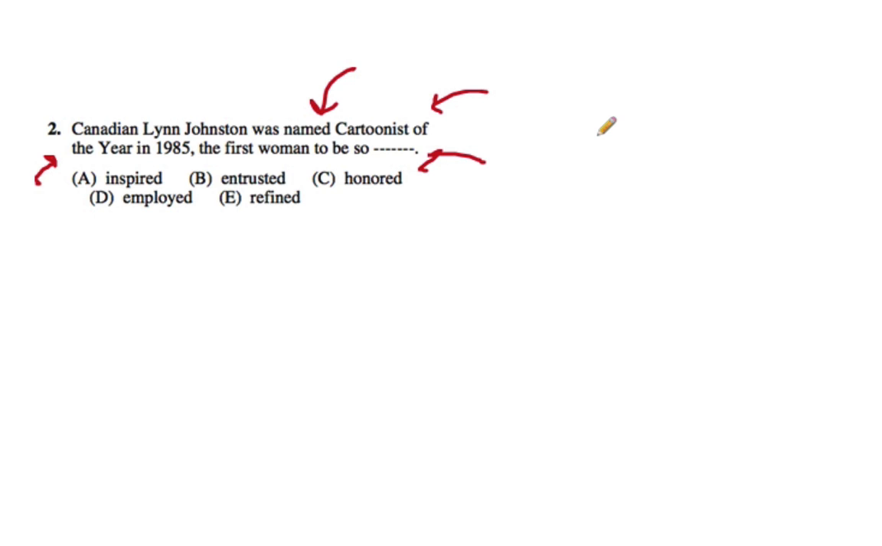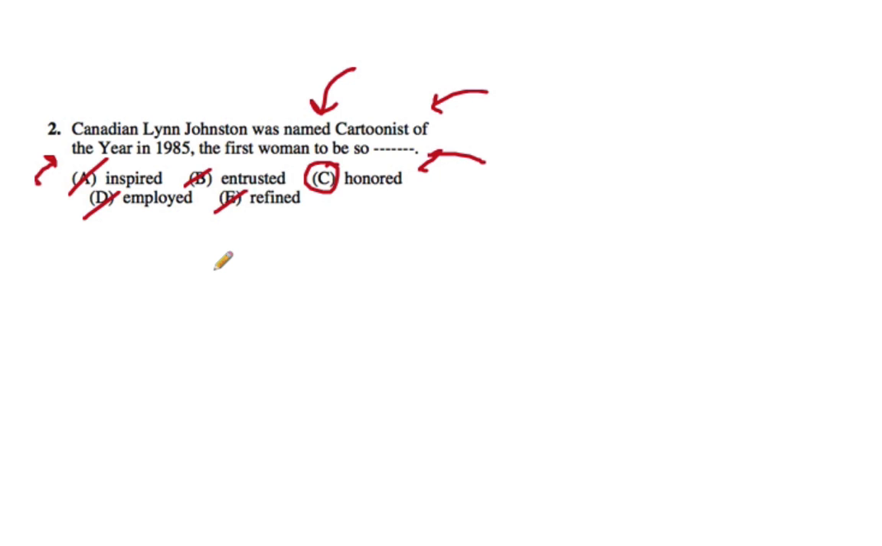So let's cross out the words that don't mean that. Inspired does not mean awarded. Entrusted does not mean awarded. Honored means awarded. Employed does not mean awarded. And refined does not mean awarded. Again, this is an easy sentence. When the sentences are easy, you probably don't need to so explicitly go through the process like this, but when you learn the process, it really extends your vocabulary as much as you can.